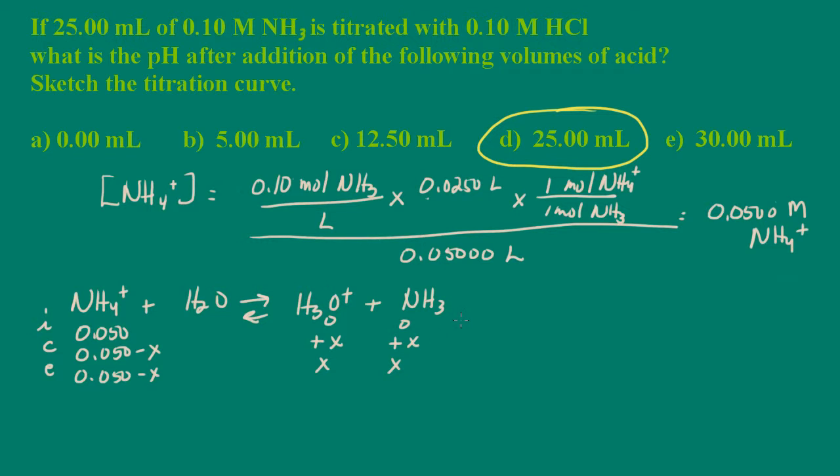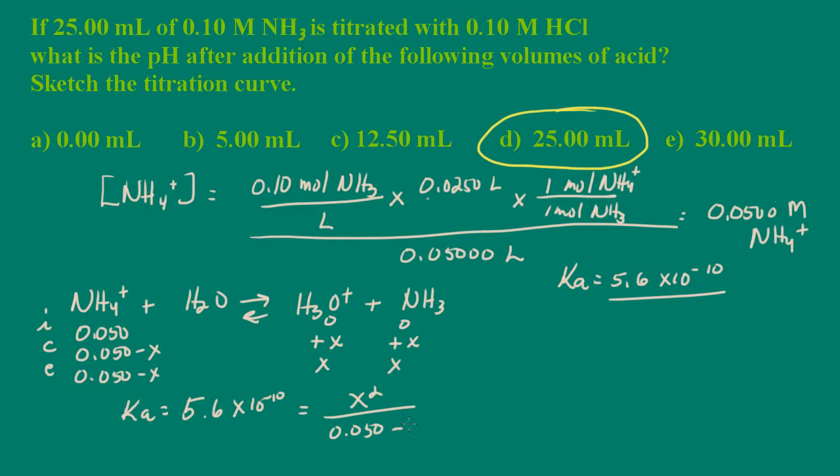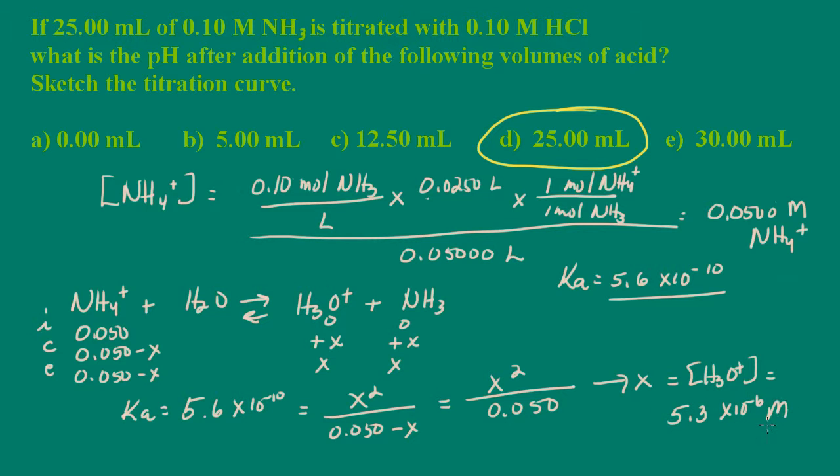Now what we need is Ka, and we determined Ka in a previous part. So Ka is 5.6 times 10 to the negative 10, very small equilibrium constant. And we can go ahead and set up our expression. So we have Ka is 5.6 times 10 to the negative 10, which is equal to x squared over 0.050 minus x. X is definitely going to be negligible here, so what we can do is simplify this to be x squared over 0.05. Solve for x, and we get x equal to, of course, our hydronium ion concentration, and that is equal to 5.3 times 10 to the negative 6 molar.